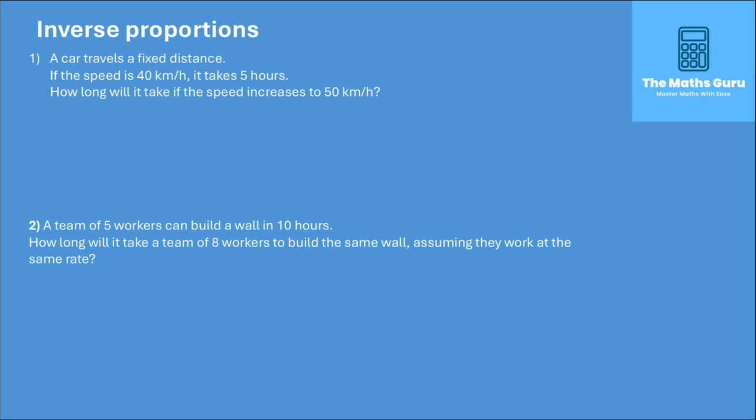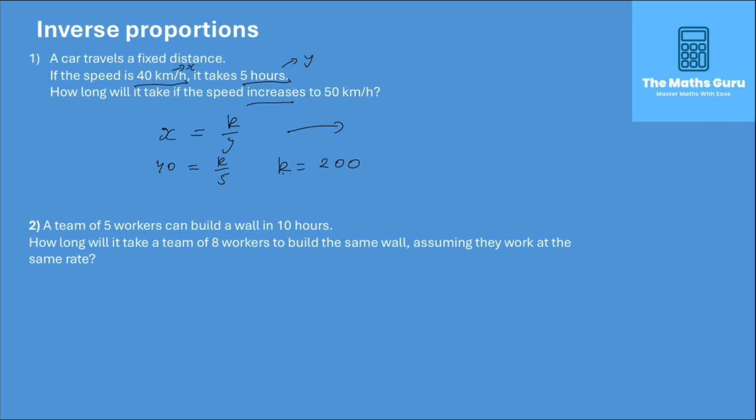a fixed distance. If the speed is 40 kilometers an hour, we'll make that our x. It takes 5 hours, we'll make that our y. How long will it take if the speed increases to 50 kilometers per hour? As you can see, this is not constant, so it's increased. So we need to see our first equation is x is equal to k over y when x is 40, and this is k over 5, making k equal to 200.